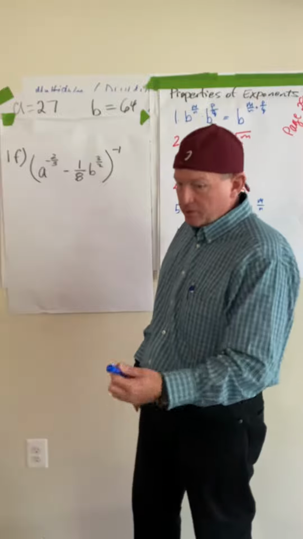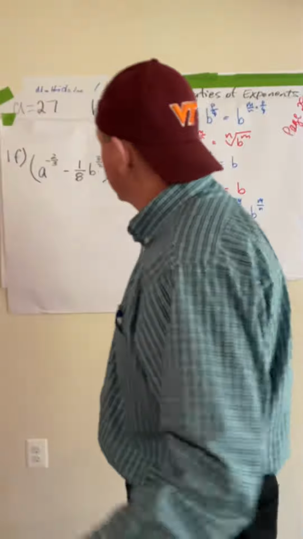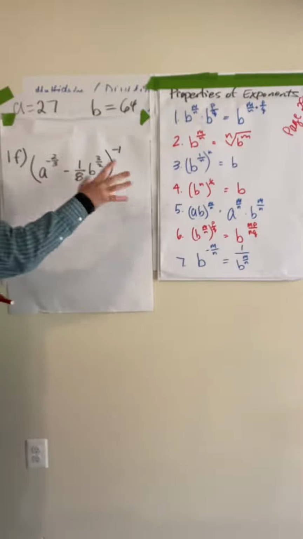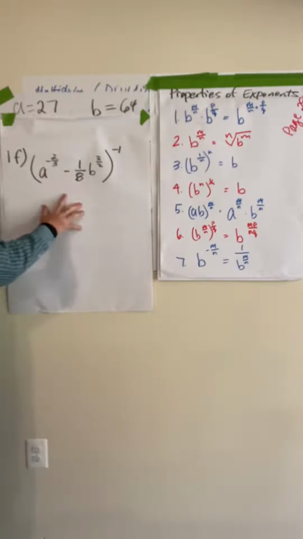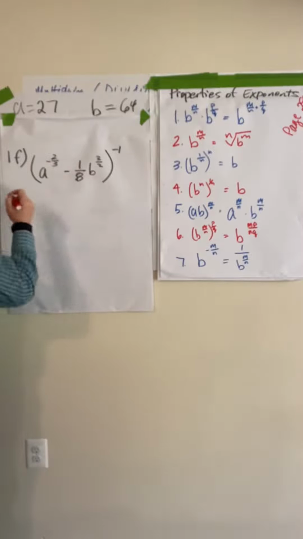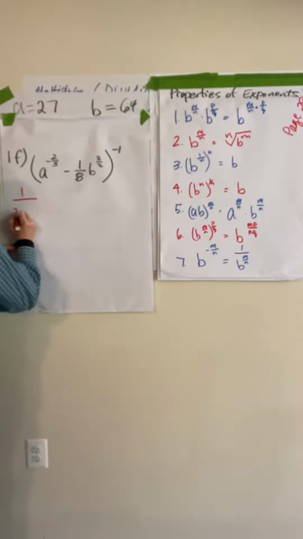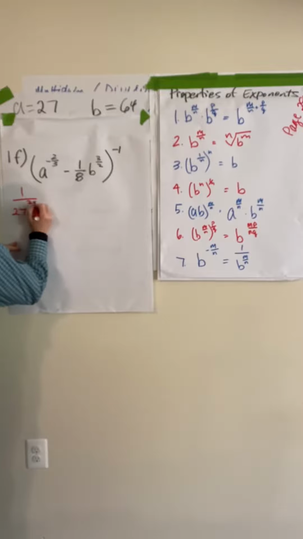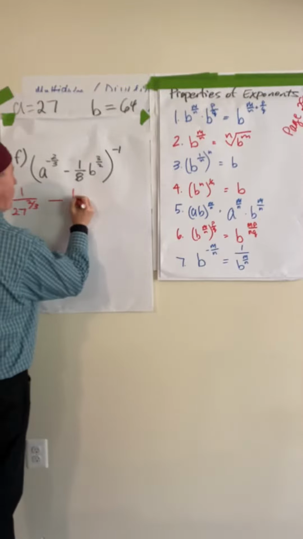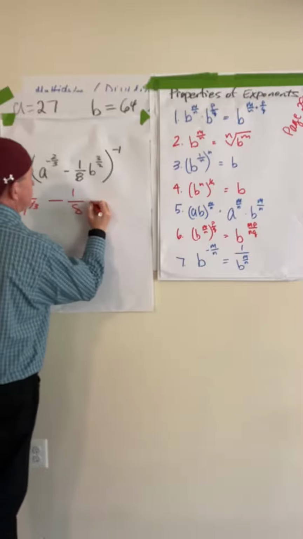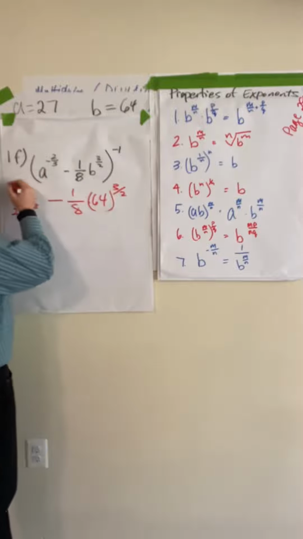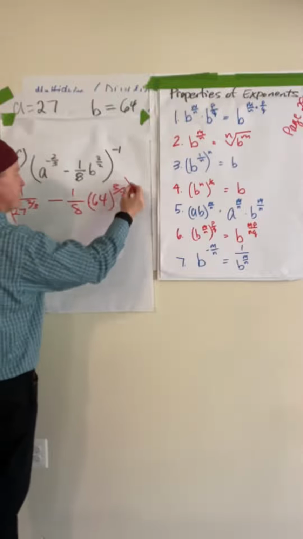Just like a ceiling tile mistake, because that'd be like squaring a binomial, only instead of squaring, we take it to the negative first. Let me change up and go red here. So we're going to go a to the negative 2/3. I'm going to do two things at once to save room on this sheet. I'm going to put the 27 in, and I'm going to do the negative power. So I'm going to have 1 over 27 to the 2/3 minus 1/8 times 64 to the 3/2. All of this raised to the negative 1.